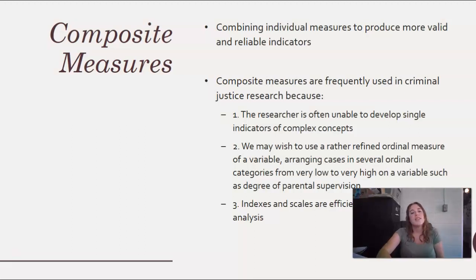And then finally, indexes and scales are efficient devices for data analysis. So indexes and scales are two different types of composite measures. Considering several data items gives us a more comprehensive and more accurate indication of a given variable, and it allows several indicators to be summarized in a single numerical score. So again, if we're talking about violent crime, we can't just ask about murder. There are other types of violent crime out there, and so this allows us to be much more accurate and much more inclusive of all the different types of violent crime that are out there.